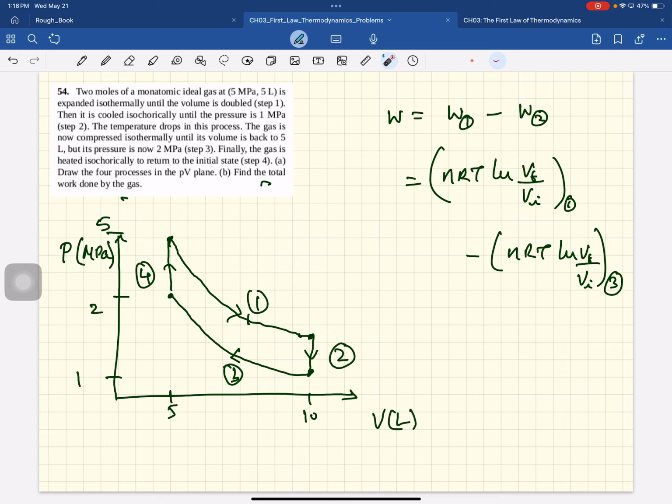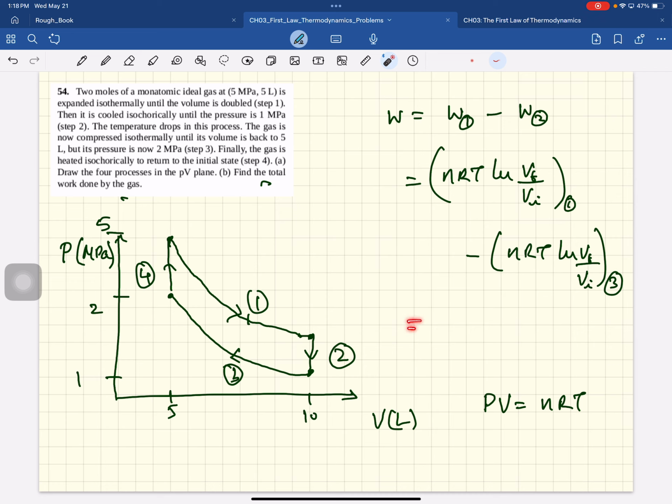Well, we know the final volume, 10 liters, and 5 liters. We know that. Do we know this? Okay, the ideal gas law says PV equal to nRT. So for this process, T was constant, so PV will be constant. So P was 5 megapascals and volume was that. So we know this.